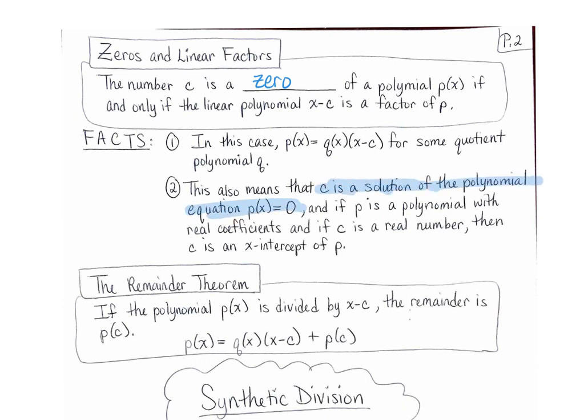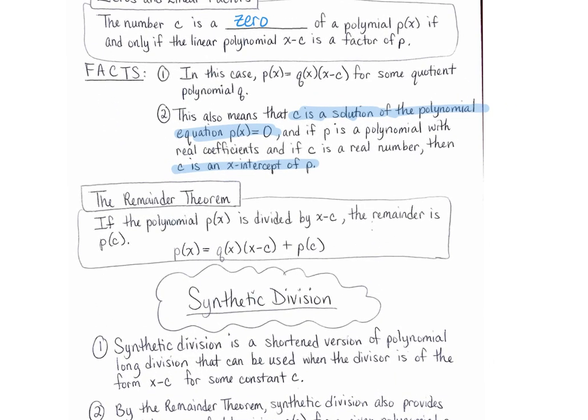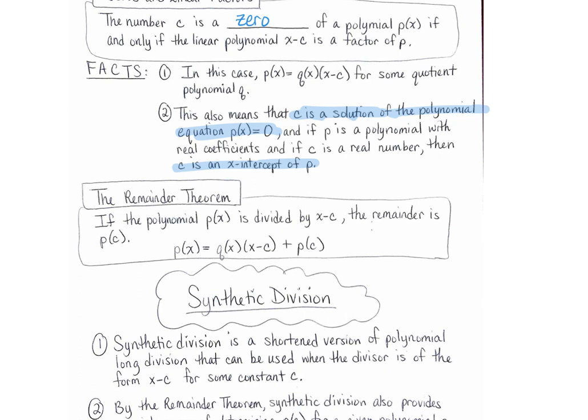Of this equation. And if p is a polynomial with real coefficients, and if c is a real number, then c is an x-intercept of p. So that goes back to saying that your zeros, your solutions, your roots, and your x-intercepts all mean the same thing. Okay?